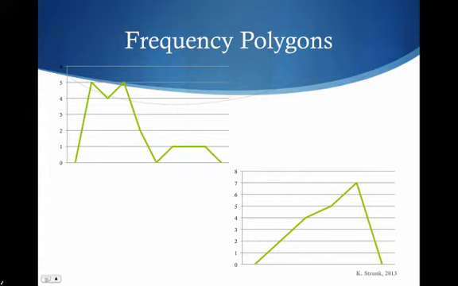But every now and then you will see the frequency polygon. And just know it's the same thing as a histogram, but it's a line instead of a bar. Line graph instead of a bar graph, but also starts and ends at 0. Okay.